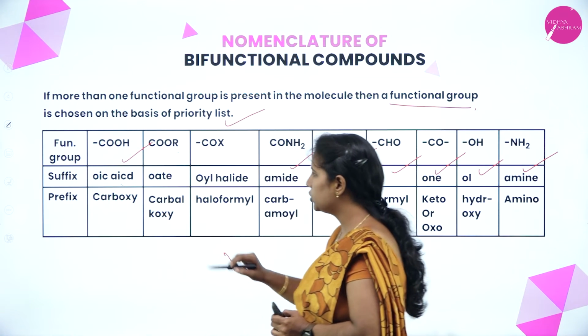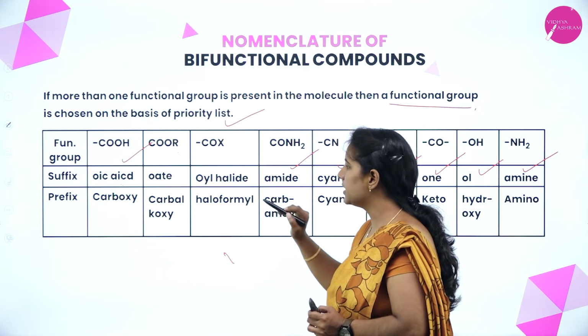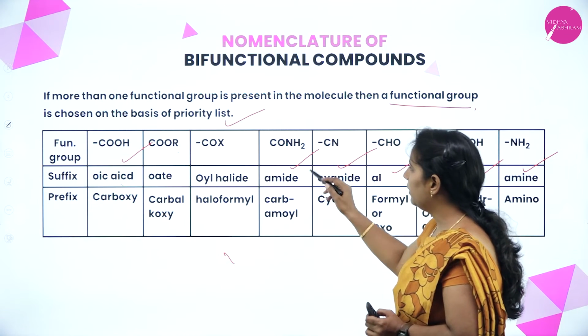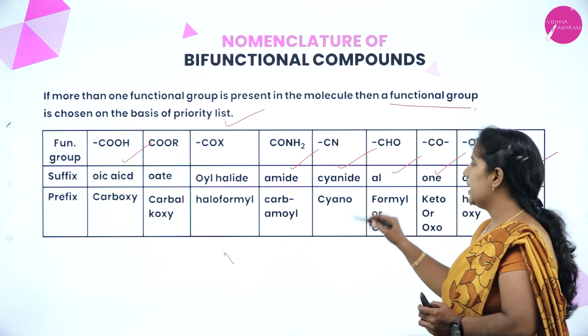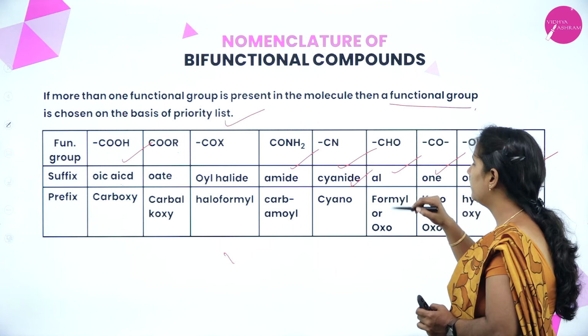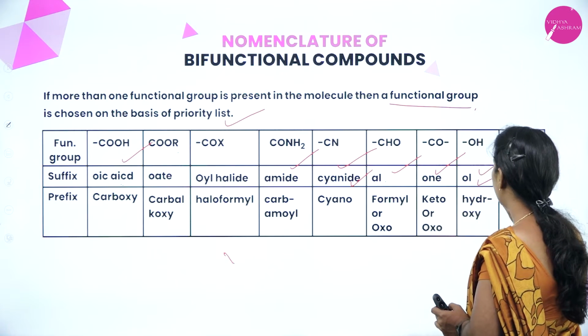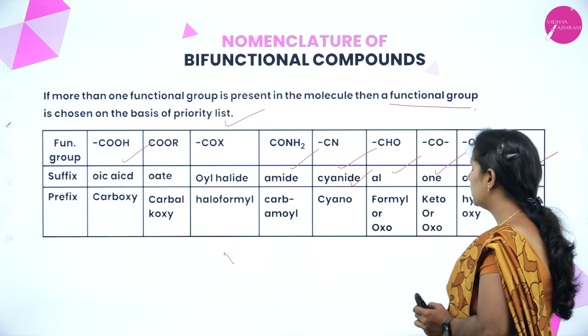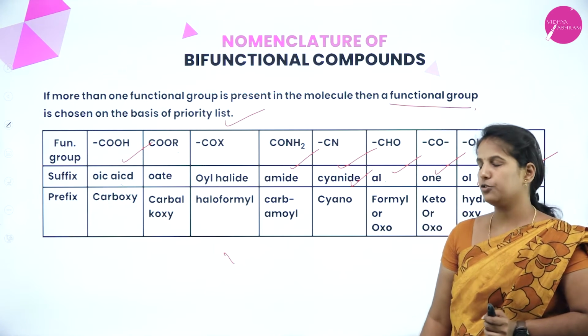If ester, it should be oate. If COX group is there, we say it is oyl halide. If CONH2 group is there, we say it is amide. If cyanide group is there, we say it is cyanide. If aldehyde is there, al. For ketone, one. For the hydroxyl group, ol. And for the amine, it is amine only, that is for the NH2 group.